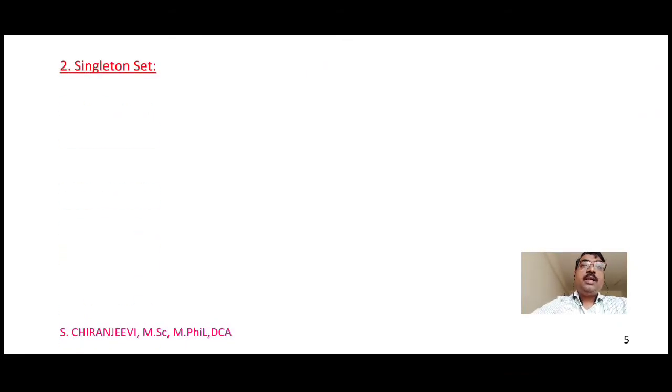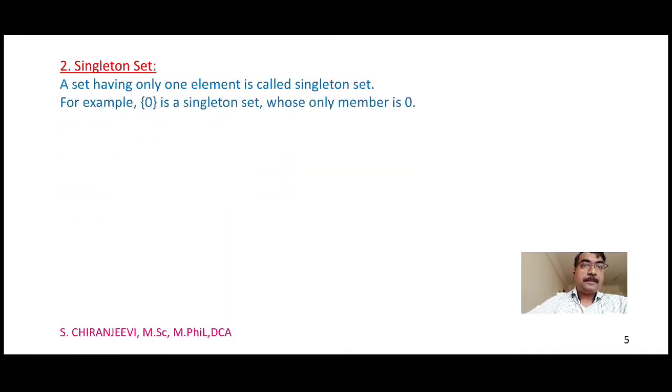Next definition, singleton set. A singleton set is nothing but a set which has only one element. A set having only one element is called a singleton set. Example, {0} is a singleton set whose only member is 0.